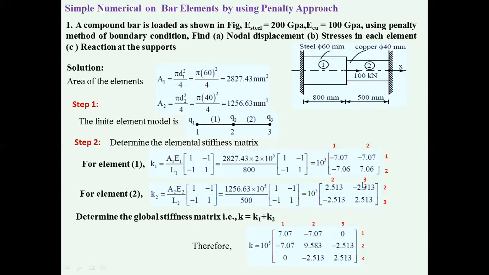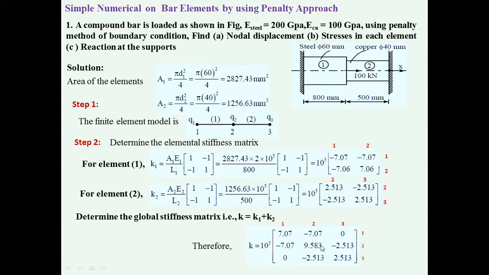Again go for 3 cross 1. So 3 cross 1, here it is not there. Here also it is not there. You directly enter it as a 0. Now you write the row elements as a column element because of symmetry.